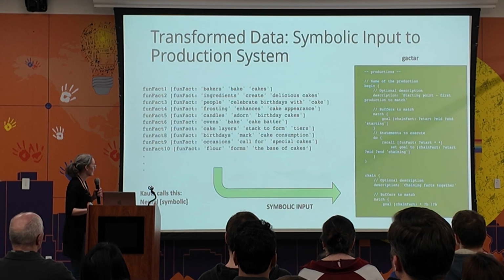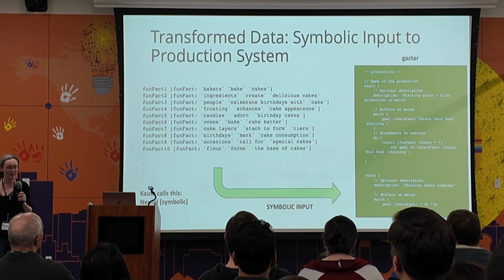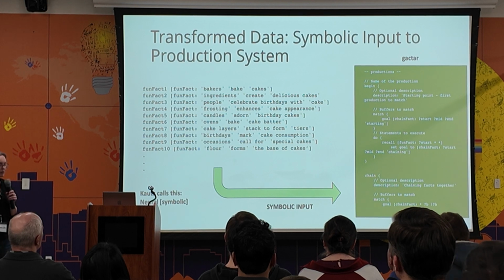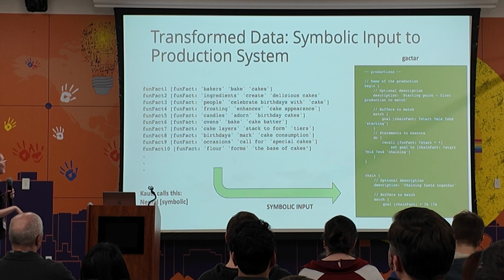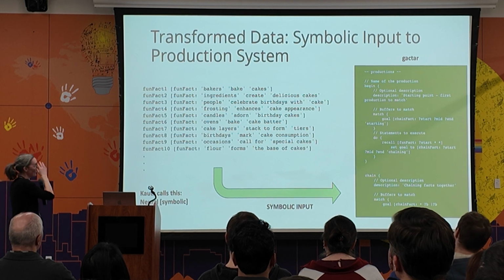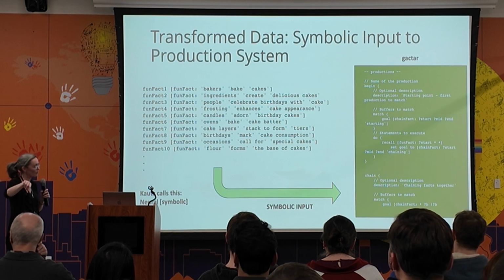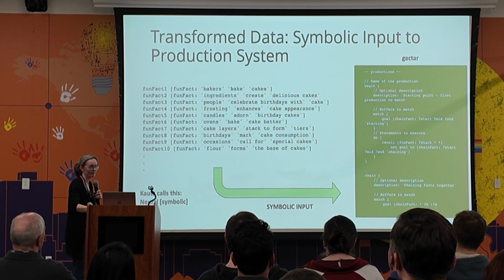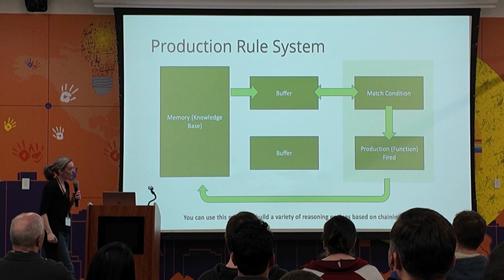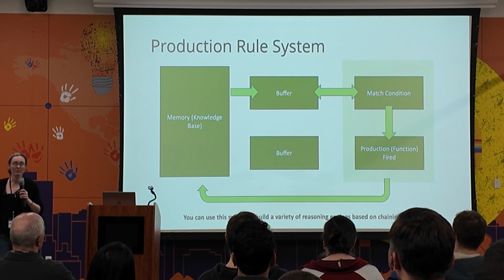Where we go next is we want to say, okay, we've gone symbolic, neurosymbolic, but I want to extend that symbolic piece by feeding it into a reasoning engine. So my tweaking of the syntax turns the facts into this, and I take that symbolic input and put it into my production system. And my production system looks like this. This is an overarching architecture for all production systems.